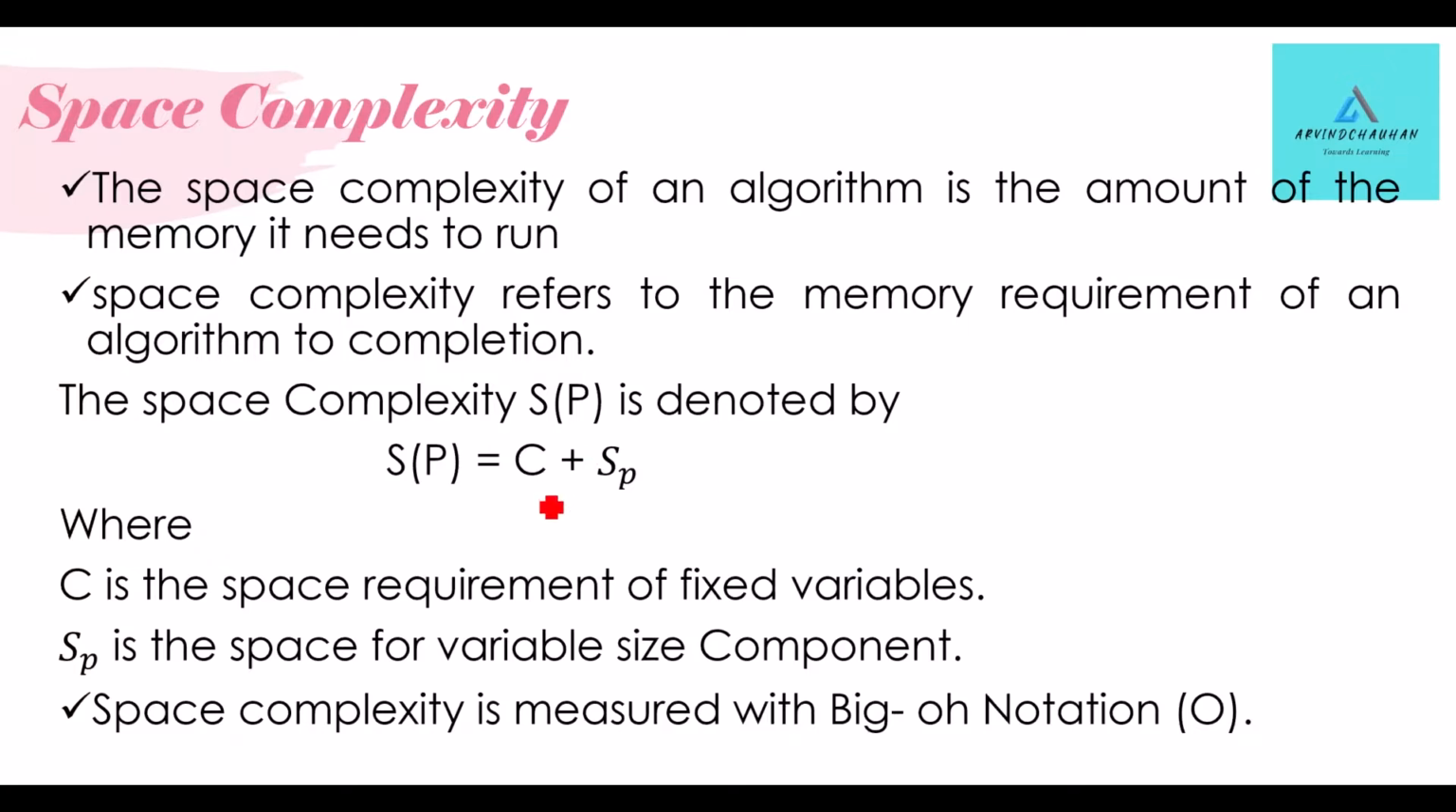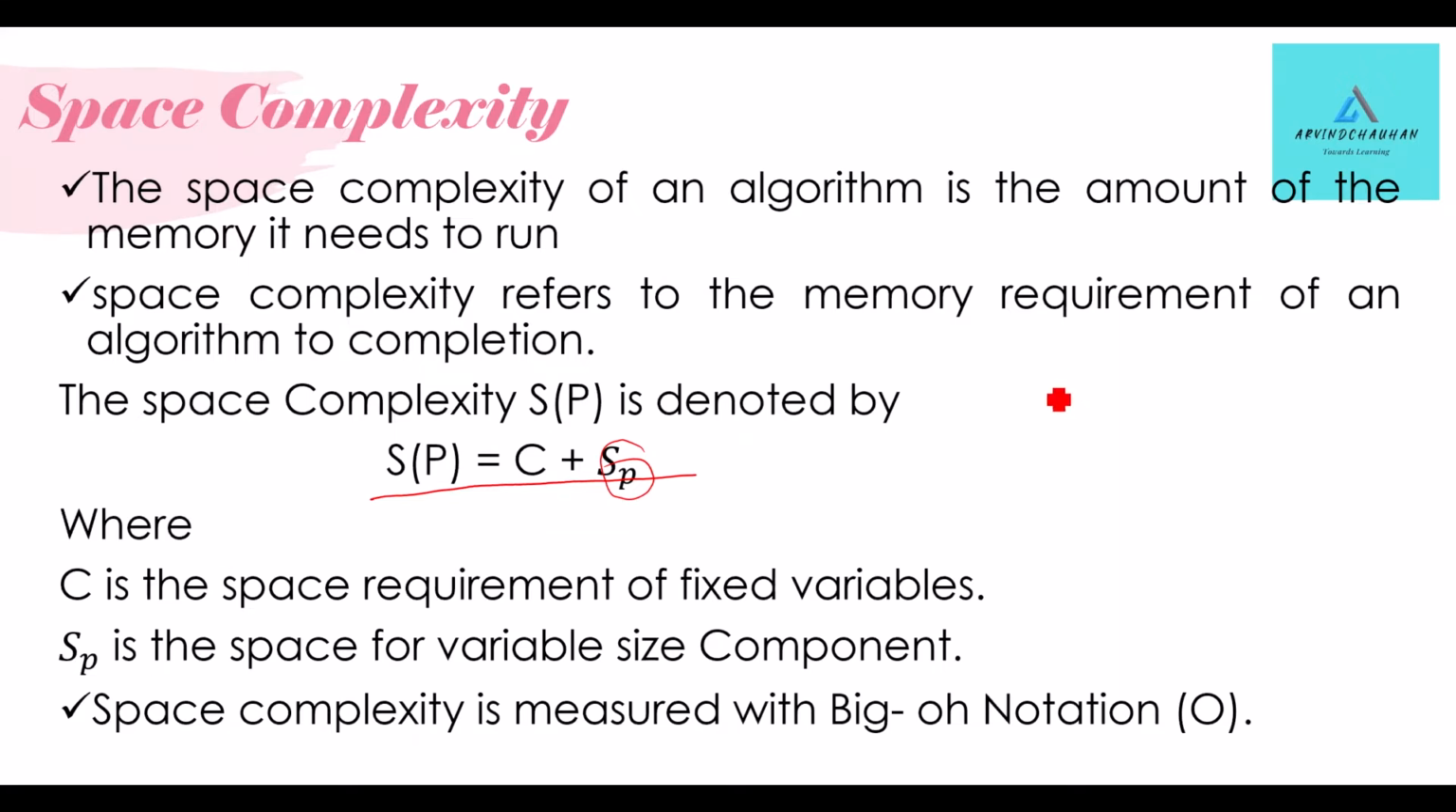Your space complexity is denoted by SP. SP is equal to C plus SP, where C is the memory requirement for fixed variables and this SP means the memory requirement of the variable size component. So what is a fixed variable and what is a variable size component?